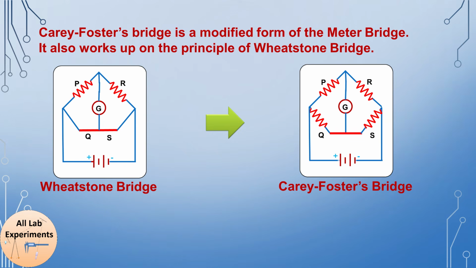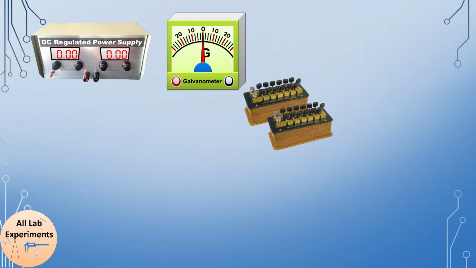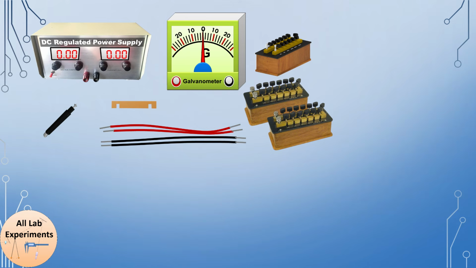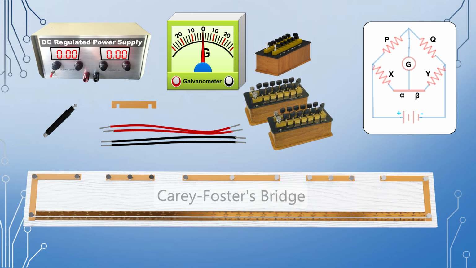To perform this experiment, we need a regulated power supply, a galvanometer, two identical resistance boxes, one fractional resistance box. The fractional resistance box can provide very low values of resistances. We also need a copper strip, a jockey, and some connecting wires. And finally, here is our Carey-Foster bridge. To perform this experiment, we are going to make this circuit diagram. So let's start with the first part of the experiment, in which we are going to find out the resistance per unit length of the Carey-Foster bridge wire.